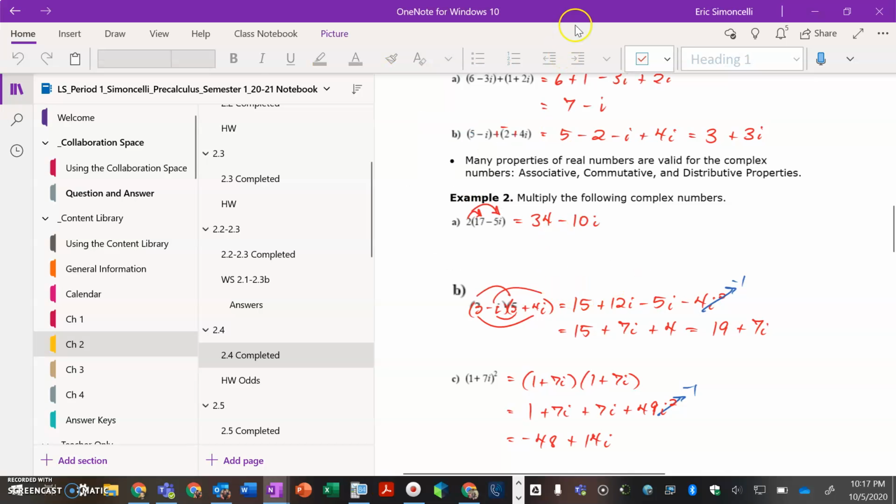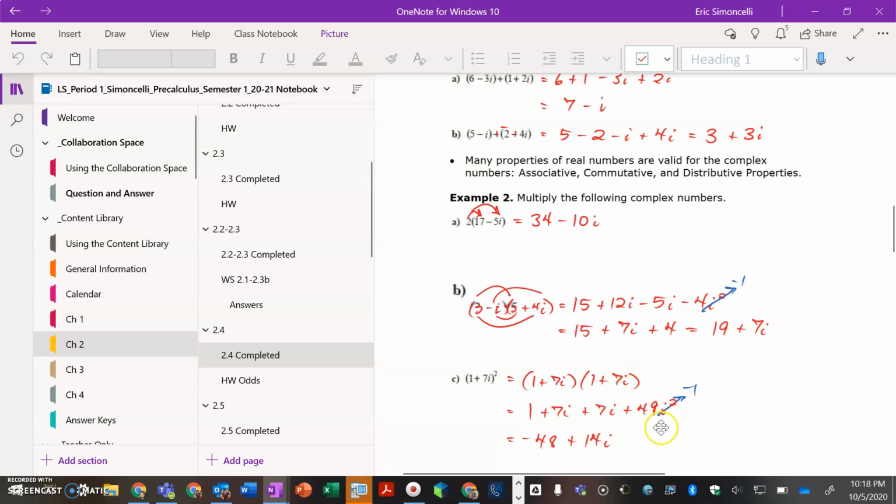For part C, we'll take a look here where we have 1 plus 7i, that quantity being squared. Now that's going to dictate us rewriting 1 plus 7i times 1 plus 7i. So there's another FOIL approach that we have to apply. First, 1 times 1 is 1. Outside 7i, inside 7i, so we'll be adding those two like terms. Then 7i times 7i, which ends up being 49i squared.